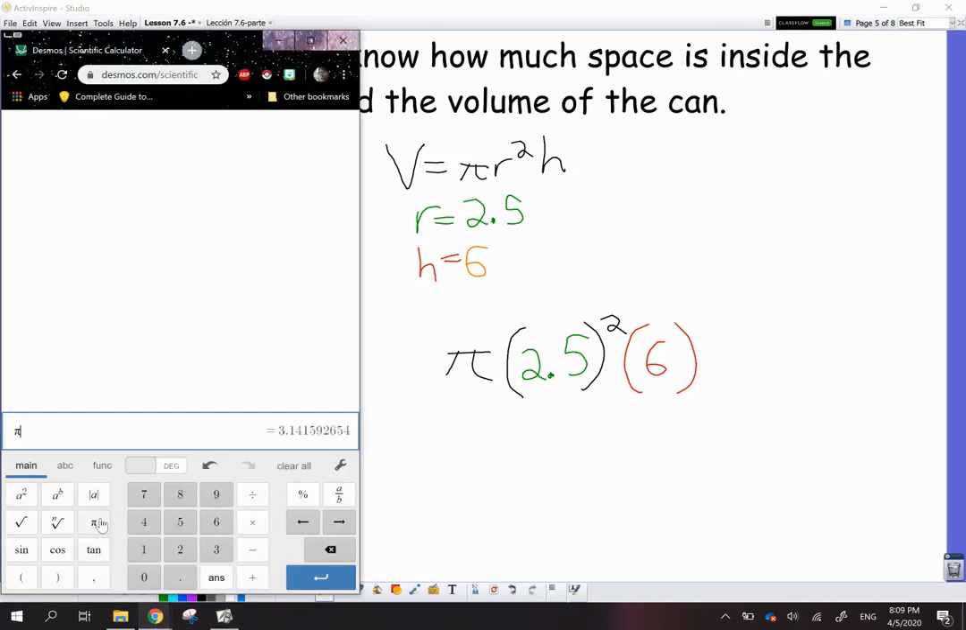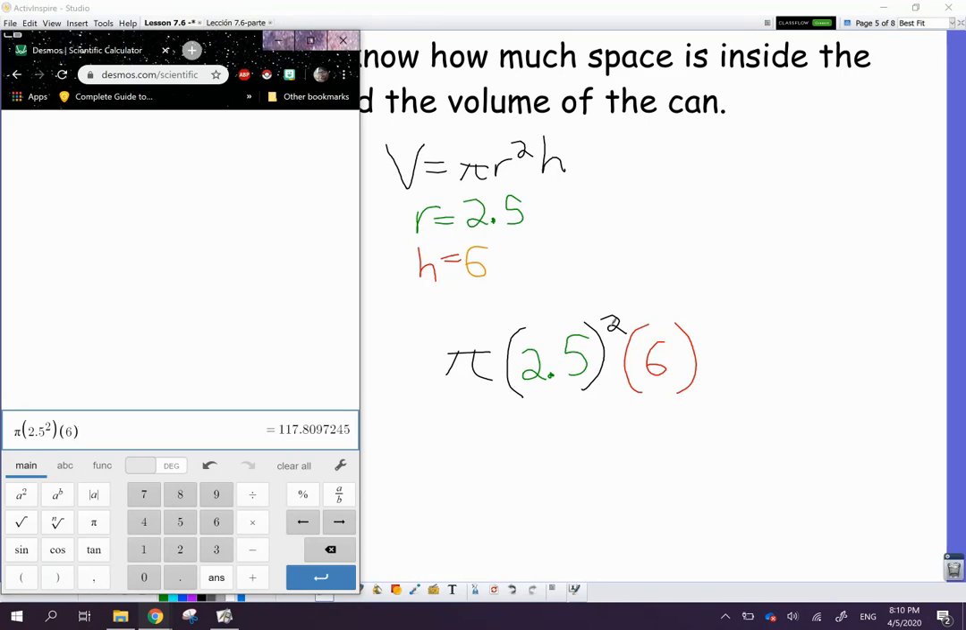So we have pi, parentheses, 2.5 squared, close parentheses. Open parentheses, and 6. So pi times 2.5 squared times 6. And we get 117.81. Notice that the square is inside the parentheses here, but I wrote it on the outside here.